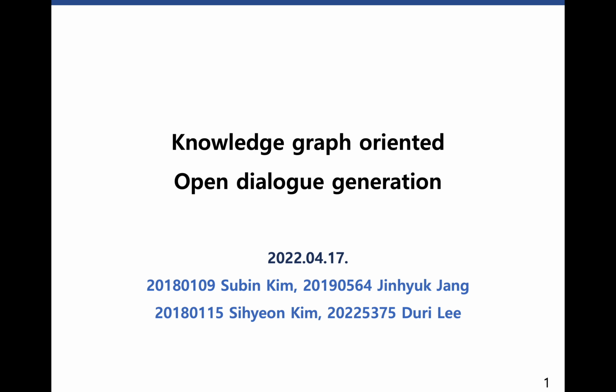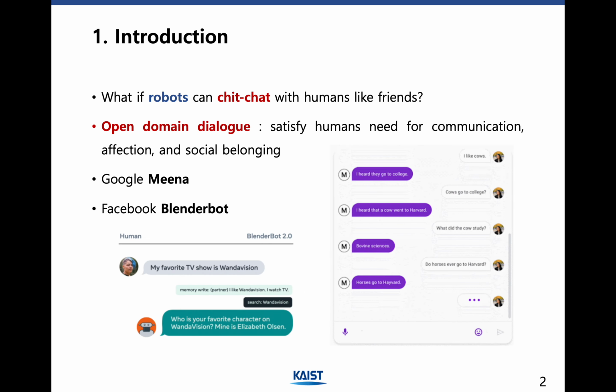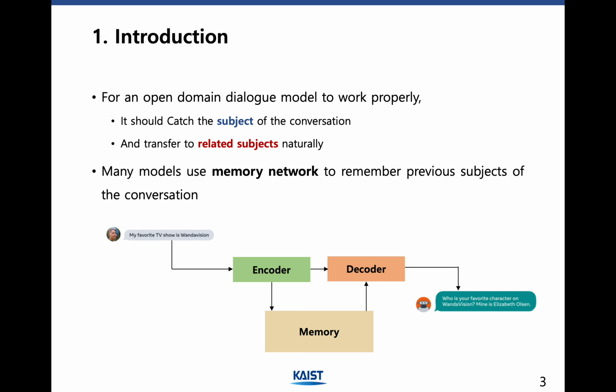We will present our progress report about ConceptFlow, a knowledge graph-oriented open dialogue generation model. Have you ever wondered about robots who can chit-chat with humans like a friend? Open domain dialogue generation aims to generate dialogues that can satisfy humans' need for communication, affection, and social belonging. Current open dialogue generation models include Google Meena and Facebook BlenderBot.